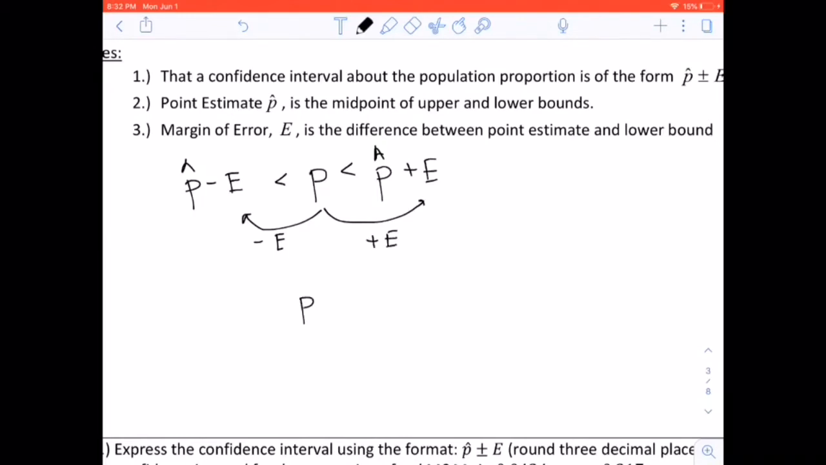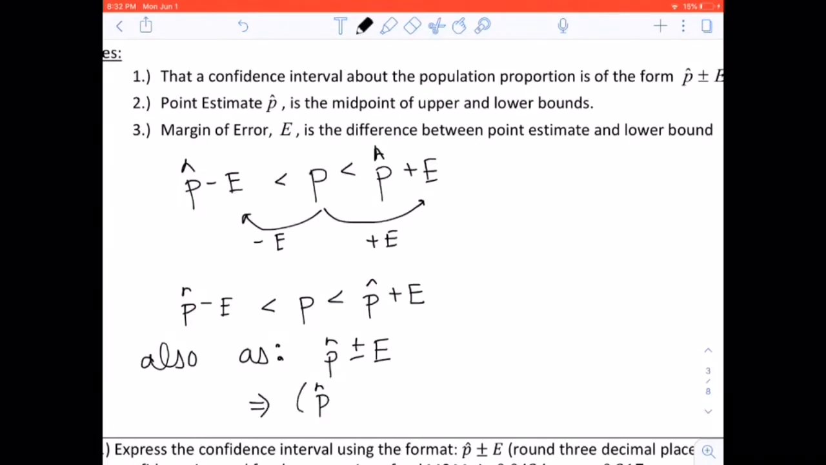And another way to express this is a trilinear equation. So we have P hat minus E and then P hat plus E. So this is a trilinear equation. And so another way to be writing this is also as what was written up above, P hat plus or minus E, or the way that the calculator writes it, which is going to be P hat minus E, comma, P hat plus E.